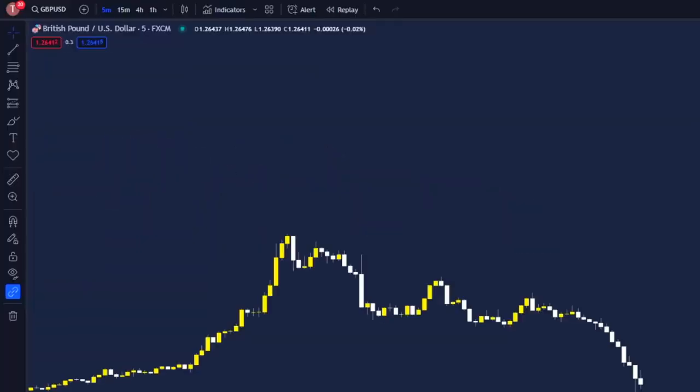Open up TradingView. From here, we're going to open the indicators section at the top right. This is a very special AI indicator, so we will need to search for it.